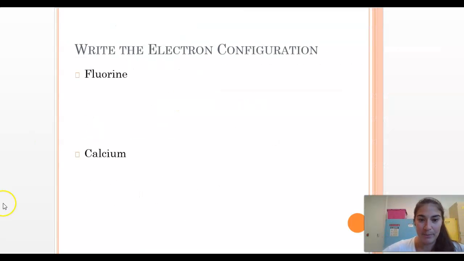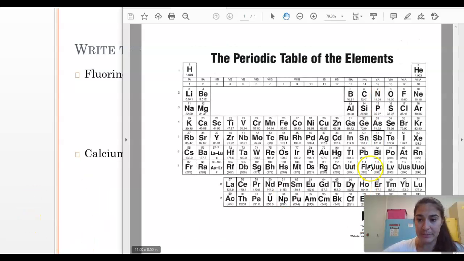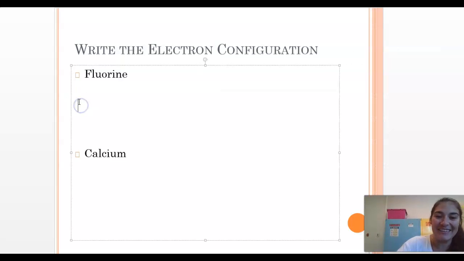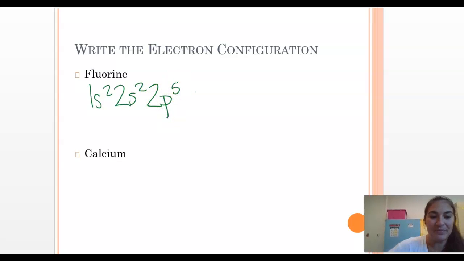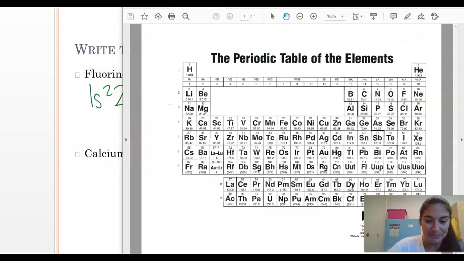So our next example here, we have fluorine. All right, so let's look at the periodic table. Fluorine is element 9. 1s with 2, 2s, 2, 2p, 1, 2, 3, 4, 5. Okay, so what I said out loud was 1s, 2, 2s, 2, 2p, 5.